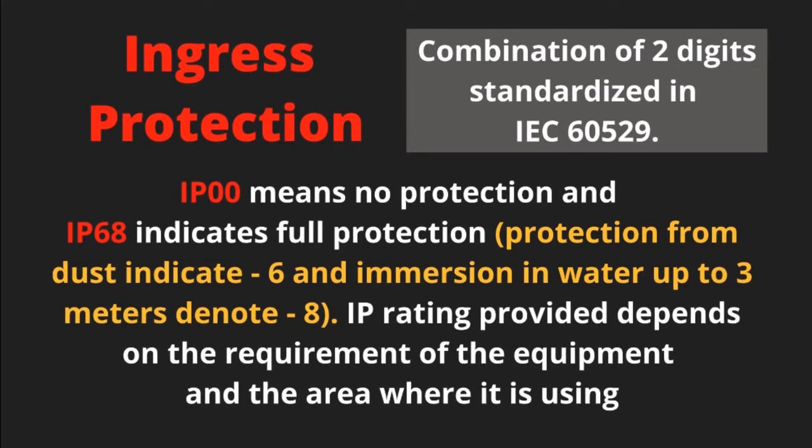IP is a combination of 2 digits standardized in IEC 60529. IP00 means no protection. IP68 indicates full protection, 6 indicates protection from dust, and 8 denotes immersion in water up to 3 meters. The IP rating provided depends on the requirement of the equipment and its area of use.